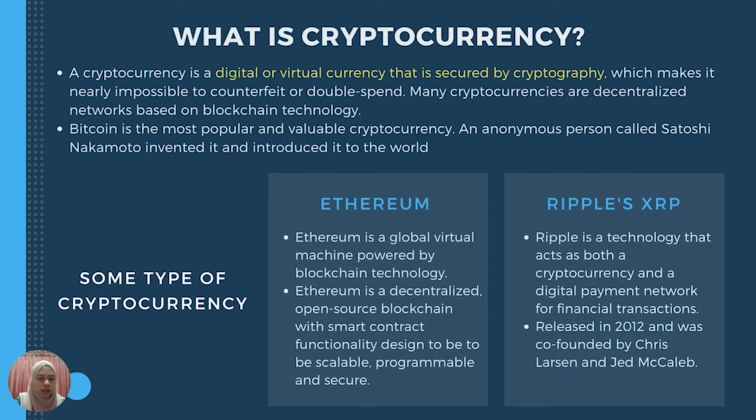This is some types of cryptocurrency, which is Ethereum. Ethereum is a global virtual machine powered by blockchain technology. Next is Ripple XRP. Ripple is a technology that is built for cryptocurrency and a digital payment network for financial transactions.